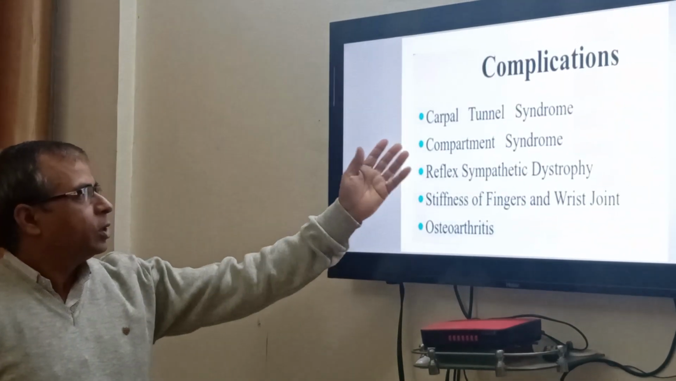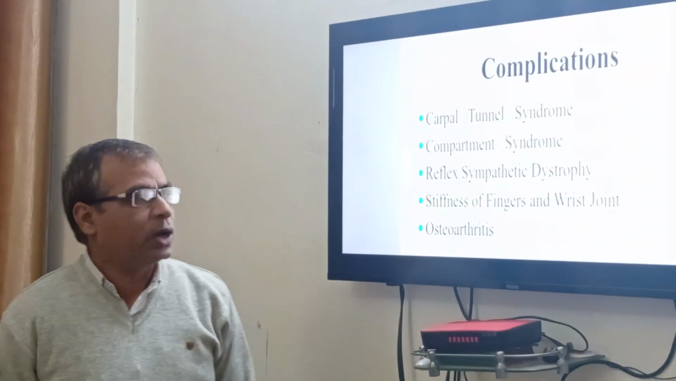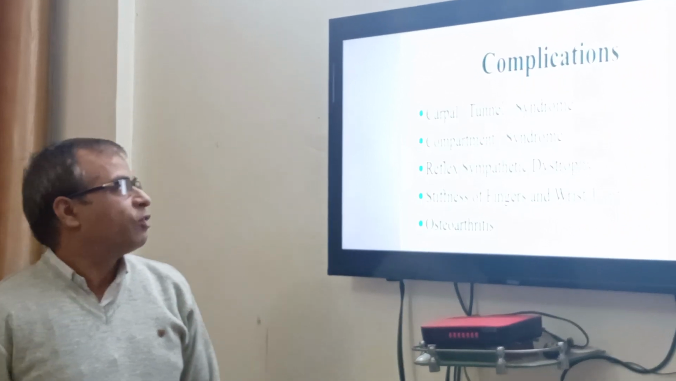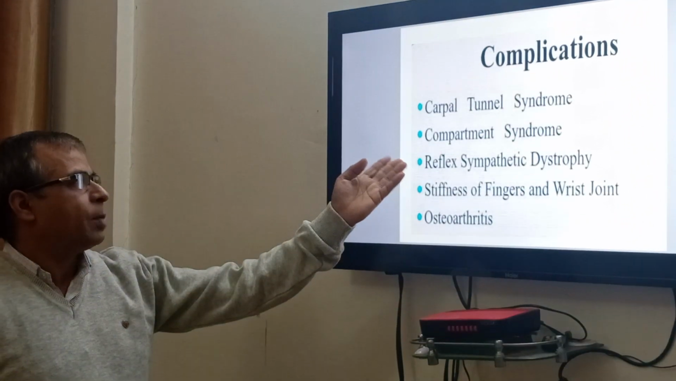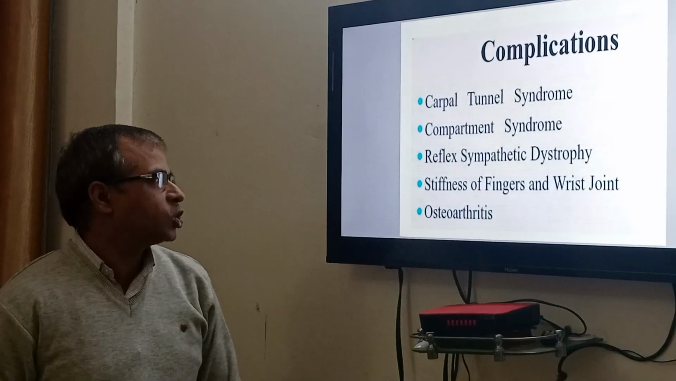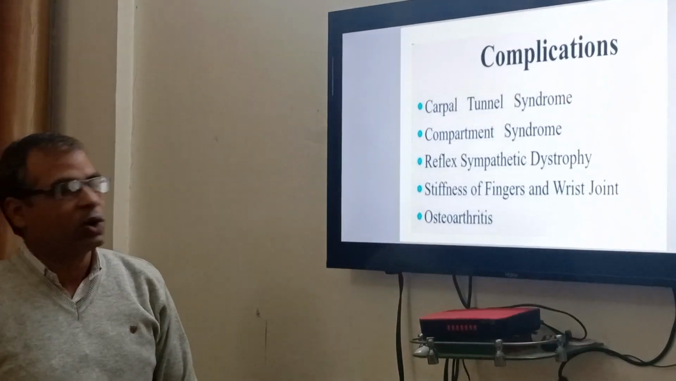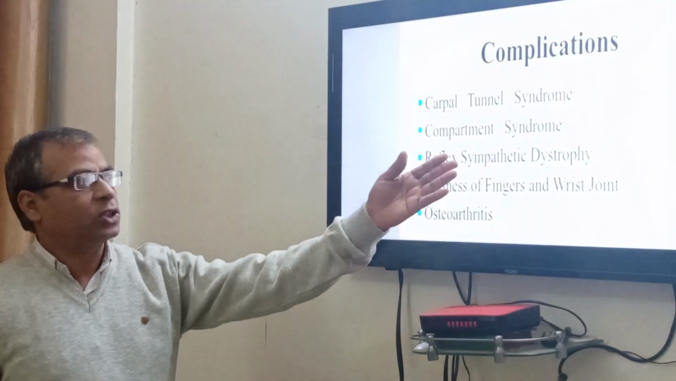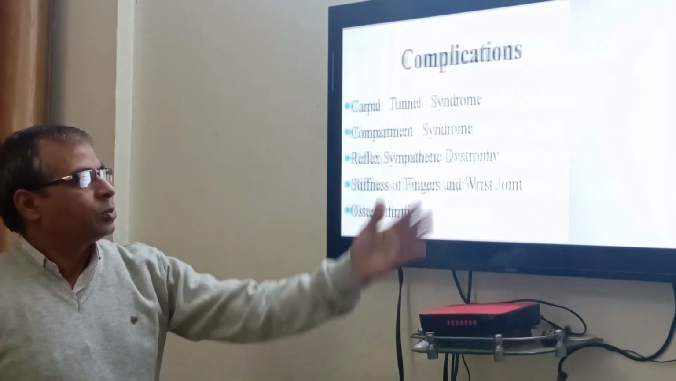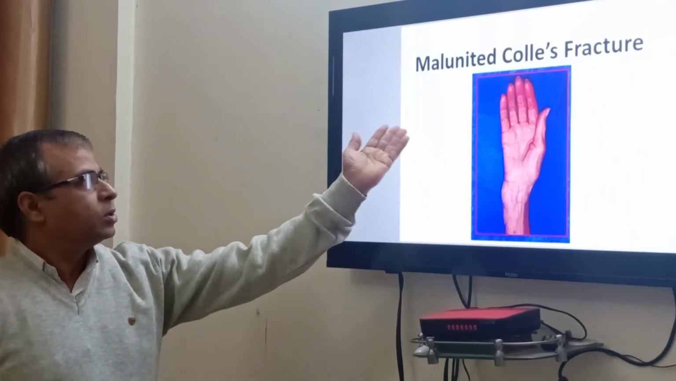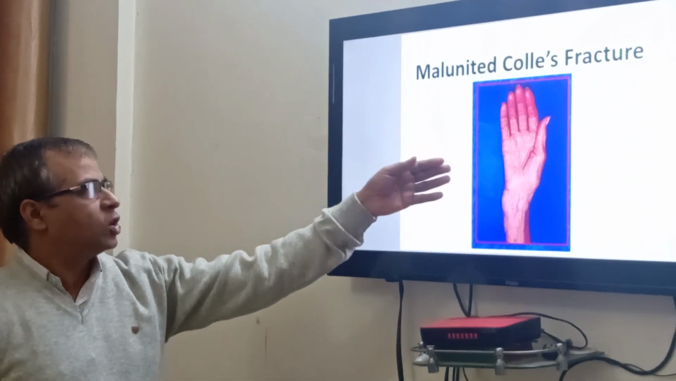Next, please. There may be complications if the fracture is not properly reduced. There may be carpal tunnel syndrome, compartment syndrome, reflex sympathetic dystrophy, stiffness of fingers and wrist joint, and osteoarthritis in late cases. Next, please. And this is the malunited Colles fracture.